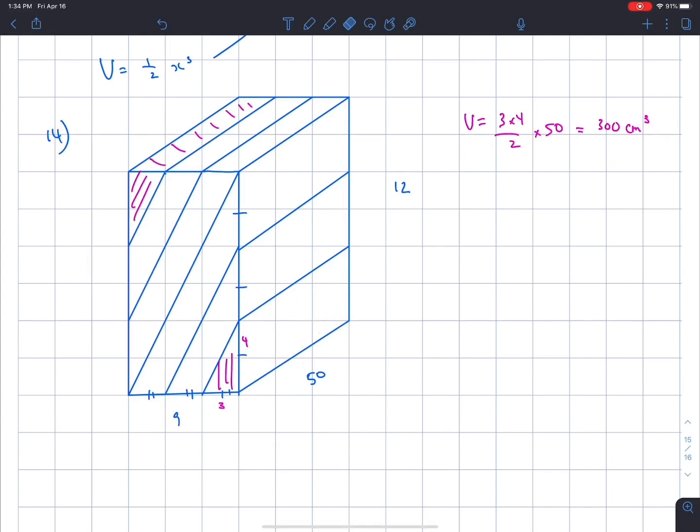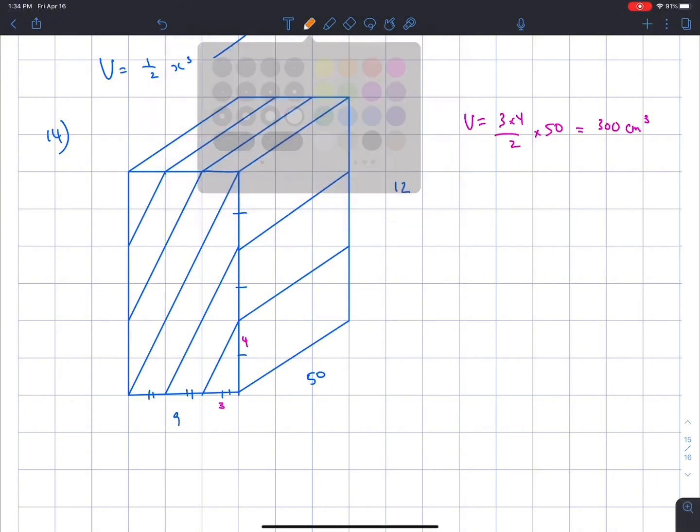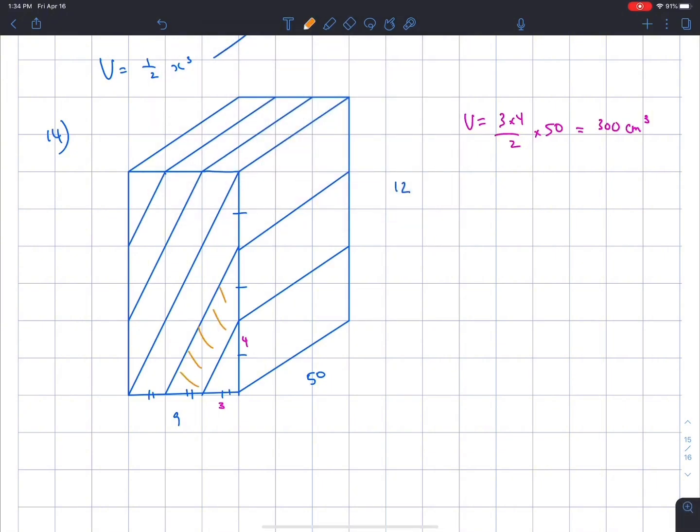The next pieces are going to be this one and that one. They are exactly the same. In order to calculate this piece, this is what I'm going to do. I'm going to calculate the entire piece here and then subtract the pink piece.